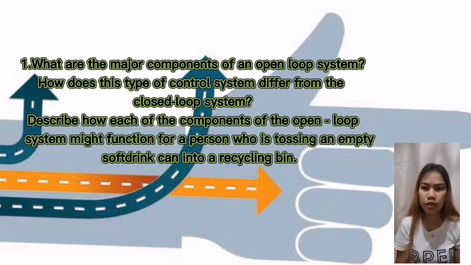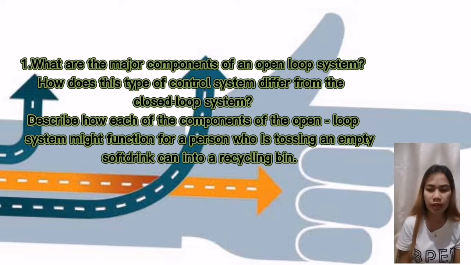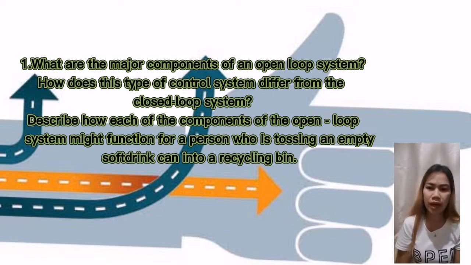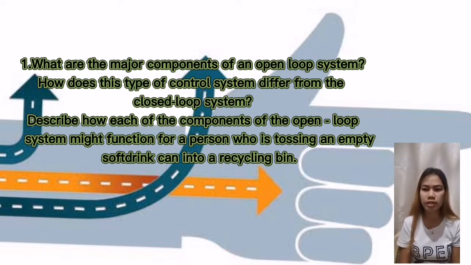There is an example here of a person tossing an empty soft drink can into a recycling bin. I'm going to define how each component of the open loop control system might function in this action. So we all know that the two components of an open loop control system are the executive and the effector.